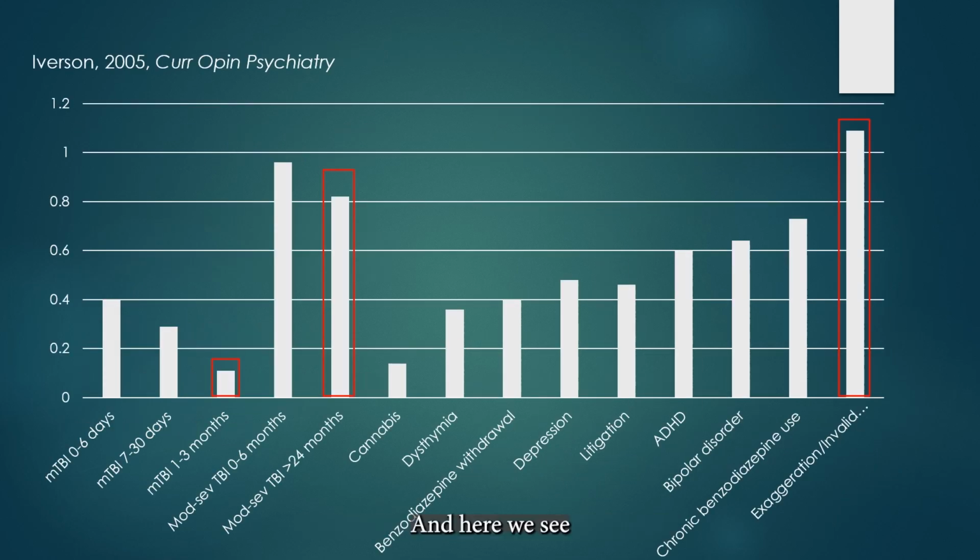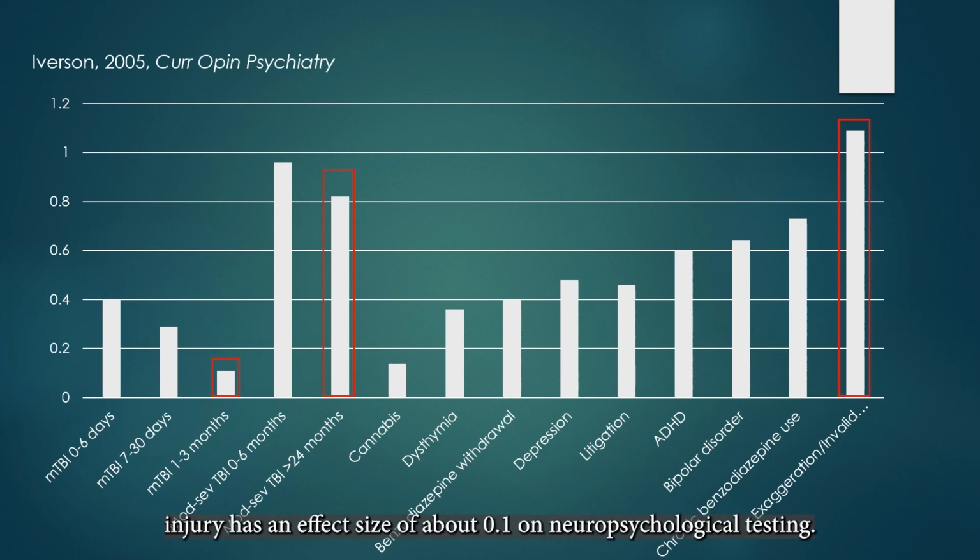And here we see on the x-axis a bunch of different conditions, and on the y-axis the effect size of each of those conditions on cognitive testing. So if you look at the third bar, the first one that's highlighted, or the third one from the left, you see that mild TBI 1 to 3 months post-injury has an effect size of about 0.1 on neuropsychological testing.